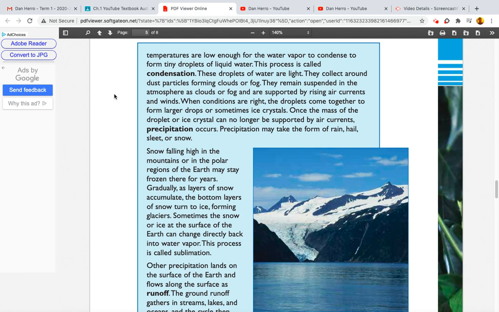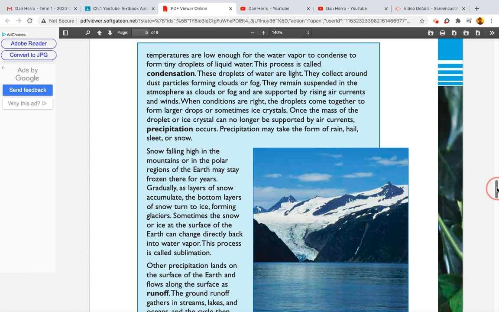When conditions are right, the droplets come together to form larger drops or sometimes ice crystals. Once the mass of the droplet or ice crystal can no longer be supported by air currents, precipitation occurs. Precipitation may take the form of rain, hail, sleet, or snow.